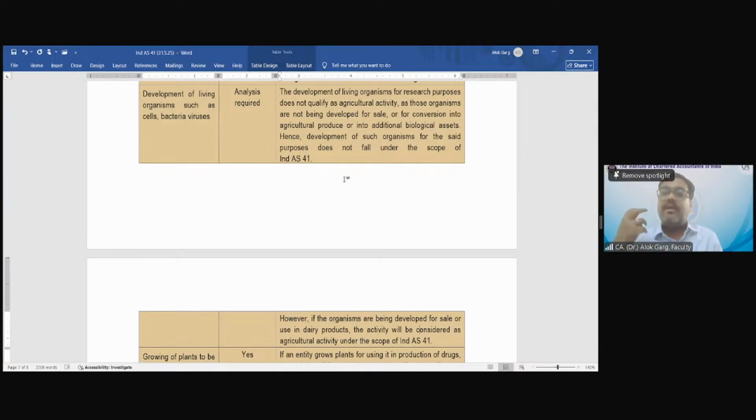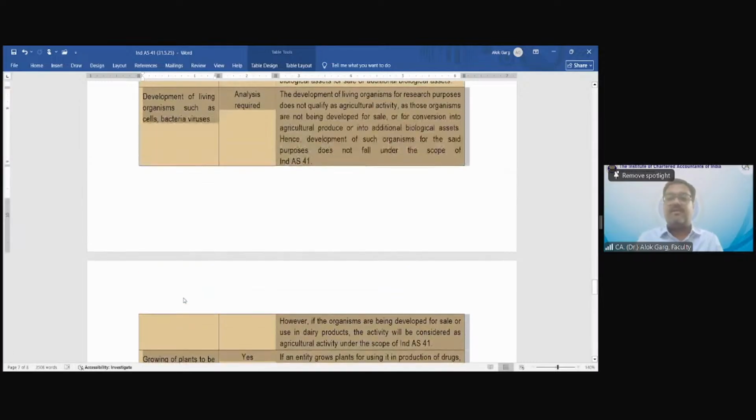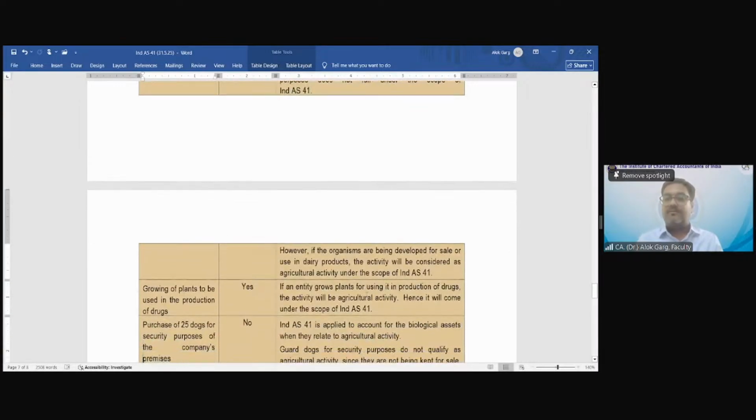So if those kinds of cells, bacteria, viruses are used for converting into dairy or dairy products, so those kinds of bacteria or viruses, if you're developing, can be covered under agricultural activity. Growing of plants to be used in the production of drugs, meaning medicine, yes, it will be covered under agricultural activity.